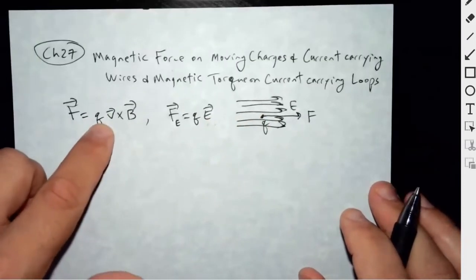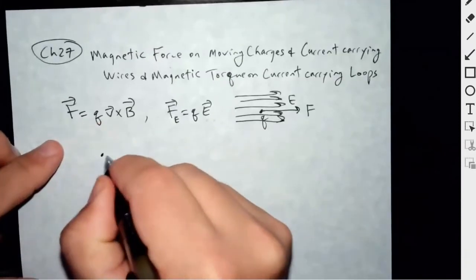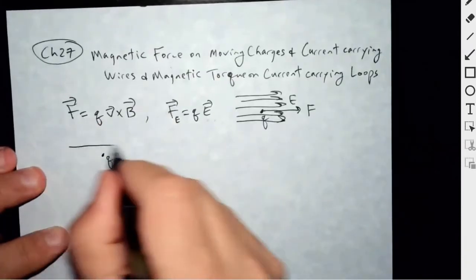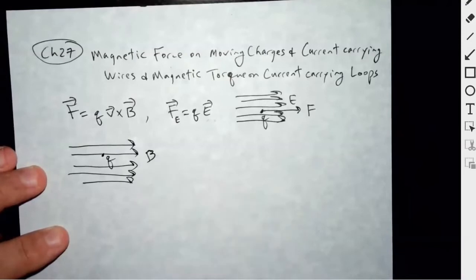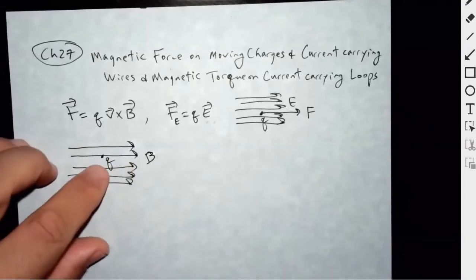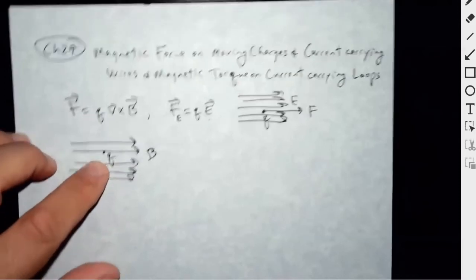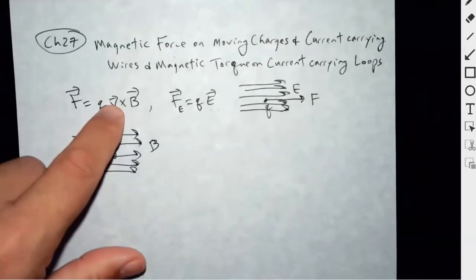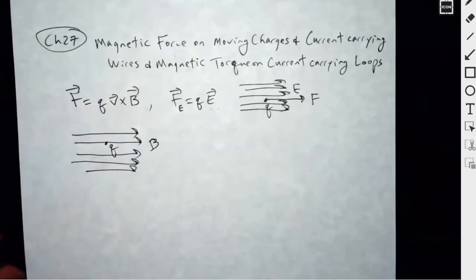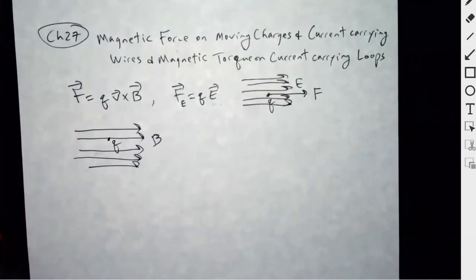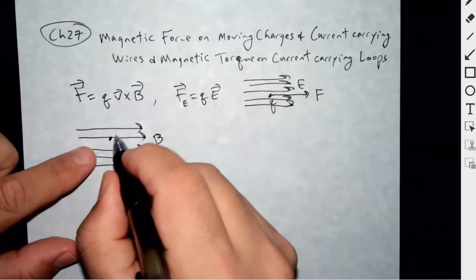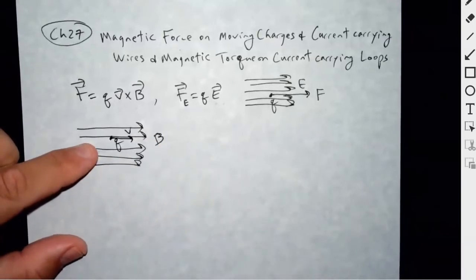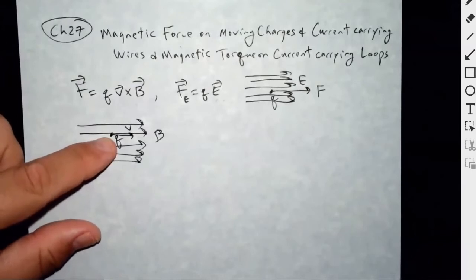But this one is saying, if there is a charge and I turn on a magnetic field, B is the symbol for magnetic field, then that charge will experience no force. It has to have a velocity to experience a force. Not only that, it has to have a particular kind of velocity. It's not sufficient for it to have just any velocity, it still won't experience a force.